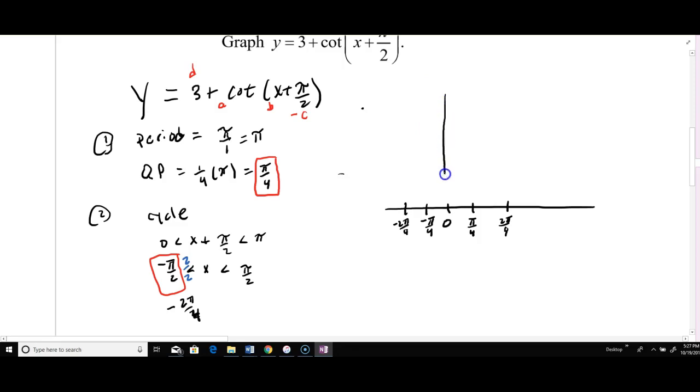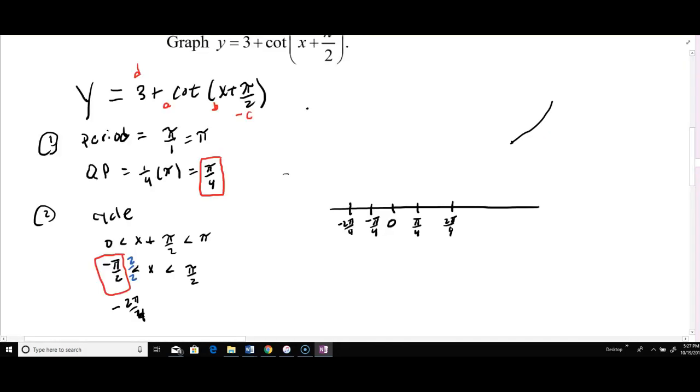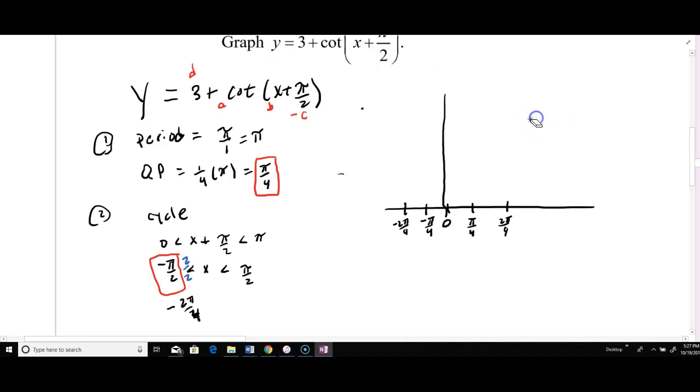Y-axis is going to go right through 0. Oops, let me redo that. I'll try this out. Let's see what this looks like. Oh, no, that didn't work the way I wanted it to. Okay.